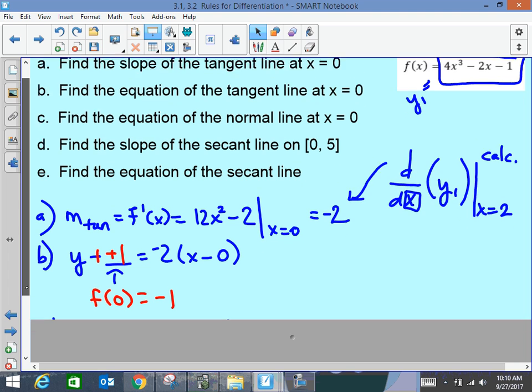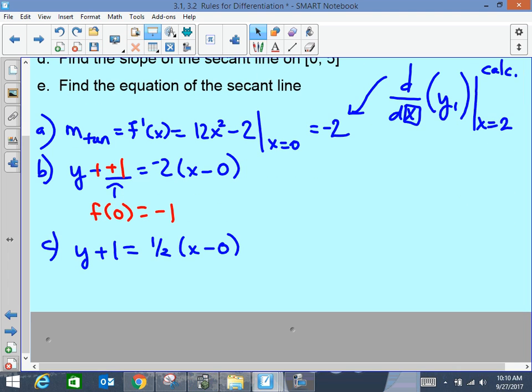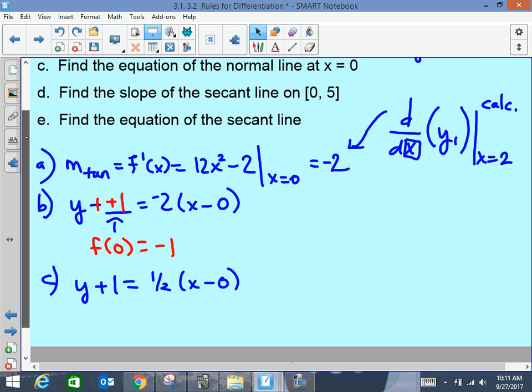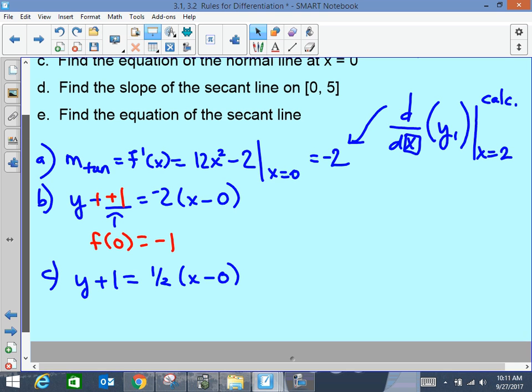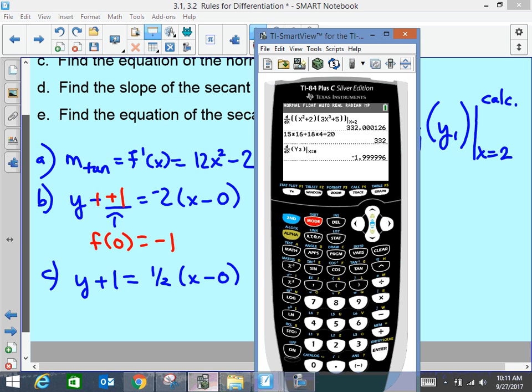Okay. Part C, the normal, we're at the same point, so the -1, 0, -1, and then you change that to 1/2. So that's good. Okay, part D, find the slope of the secant line on 0, 5. Okay, so just as a visual, you know, I like my visuals here.